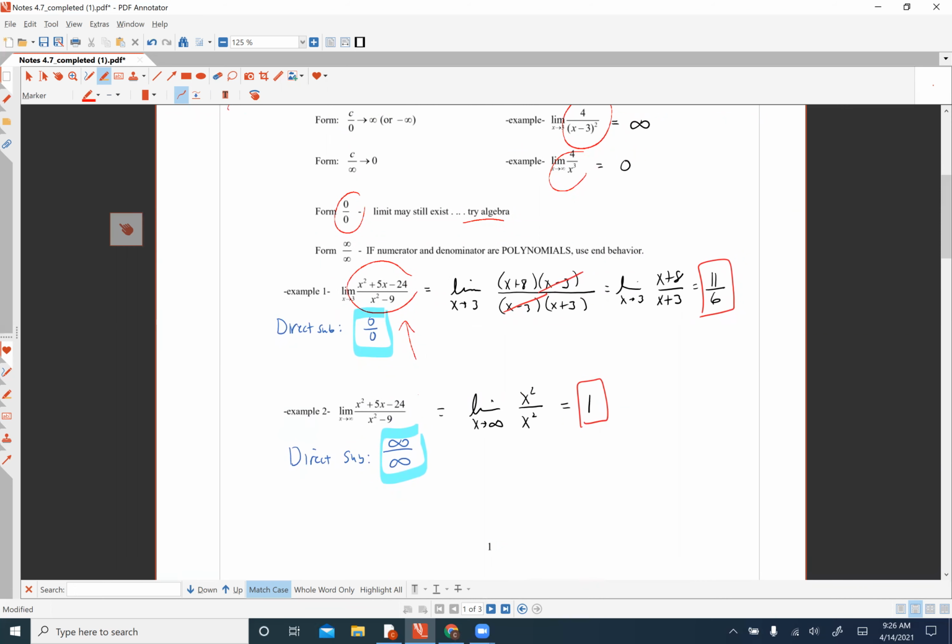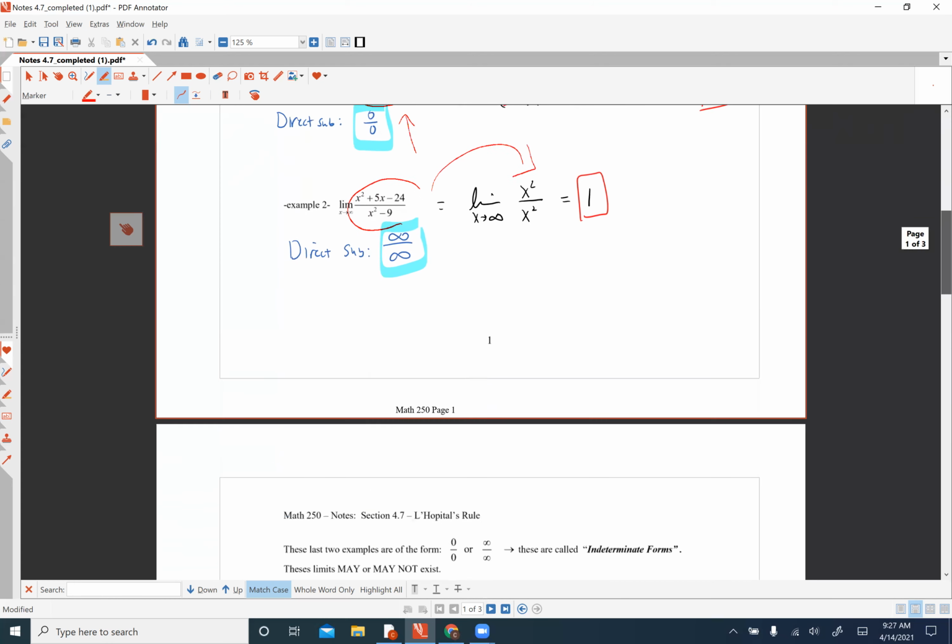And here's another example. Now we're going to take the limit as x goes to infinity, so we look at end behavior. We take the limit as x goes to infinity of x squared plus 5x minus 24 divided by x squared minus 9. For very large values of x, the x squared terms dominate, and the x to the first and the constant term become trivial. So that quotient is about x squared over x squared, or you get 1. The degree of the numerator and the degree of the denominator are the same, so the limit as x goes to infinity is just the quotient of the leading coefficients. Okay, so that's all review.